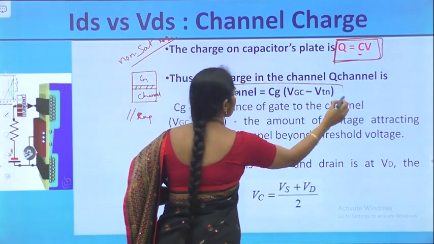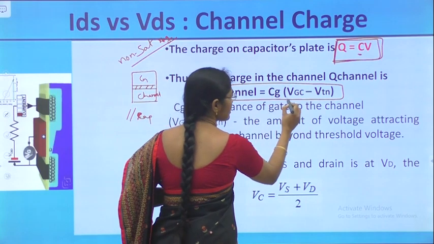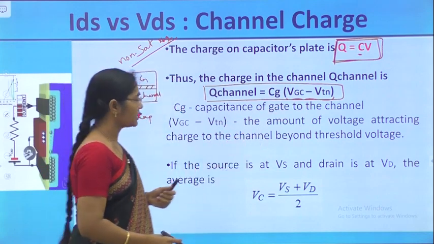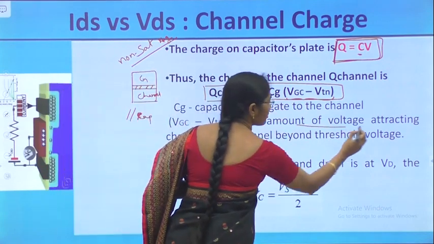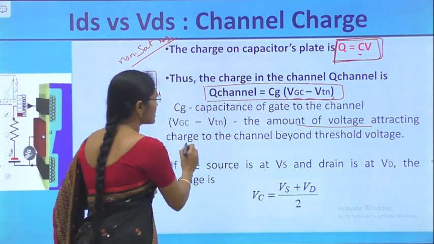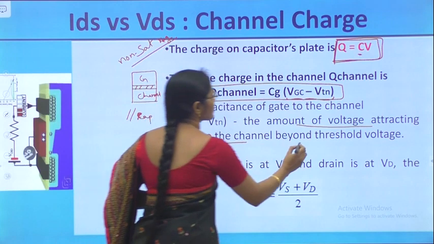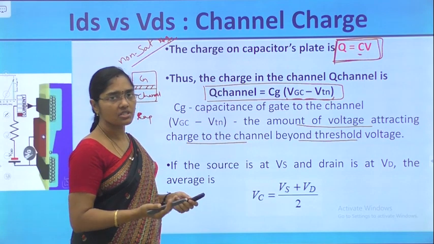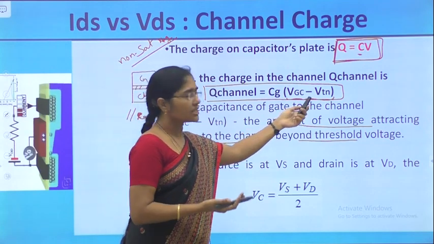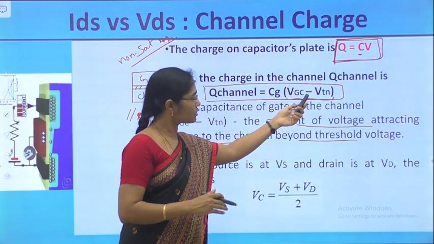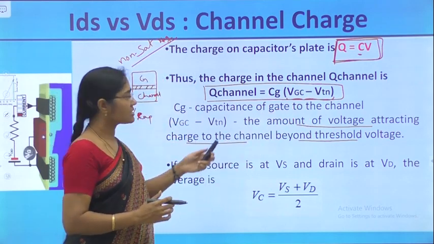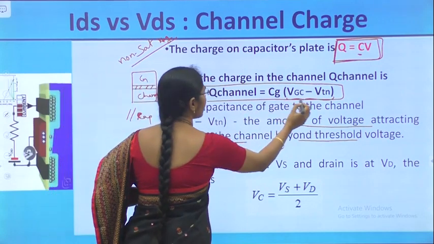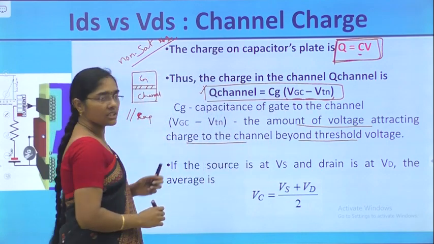That is, Q is equal to Cg, the gate capacitance, into the effective gate voltage, VGC minus VTN. Effective gate voltage is the amount of voltage attracting charge to the channel beyond the threshold voltage. Till the threshold voltage point, the carriers are not attracted towards the surface or the channel. The voltage beyond the threshold voltage is what attracts the carriers. That voltage, VGC minus VTN, into Cg will give the charge.